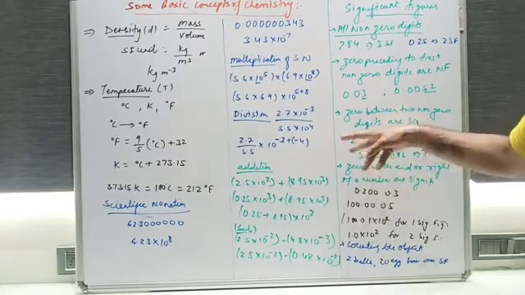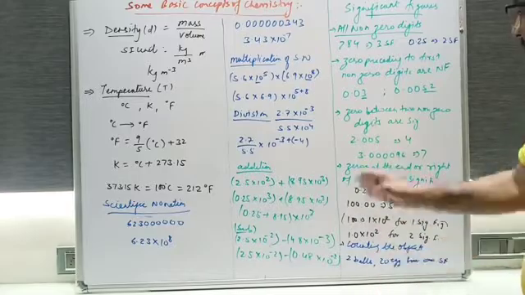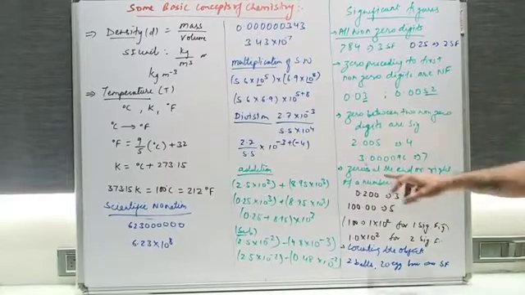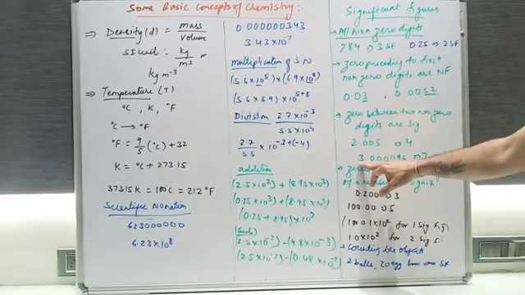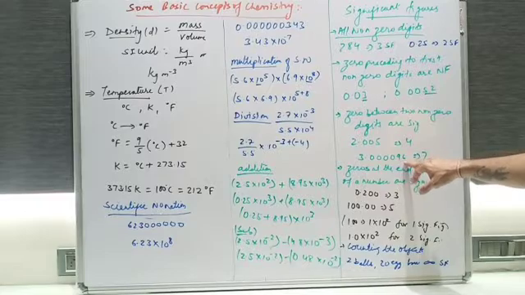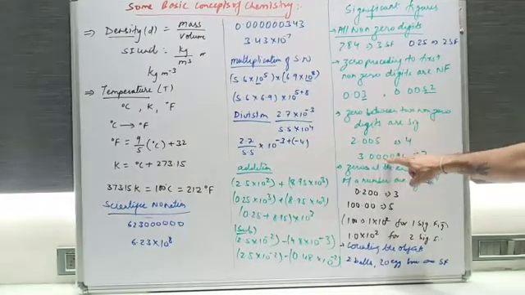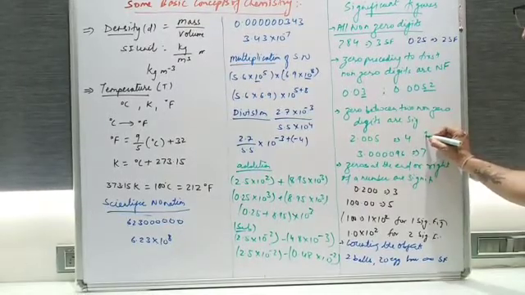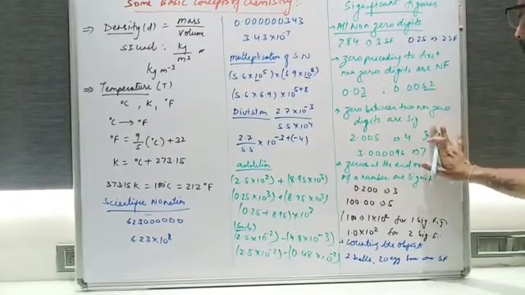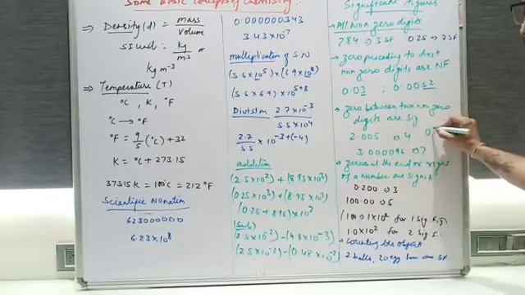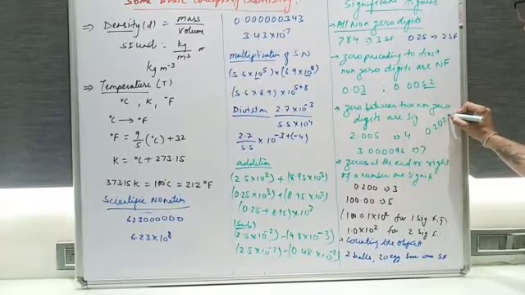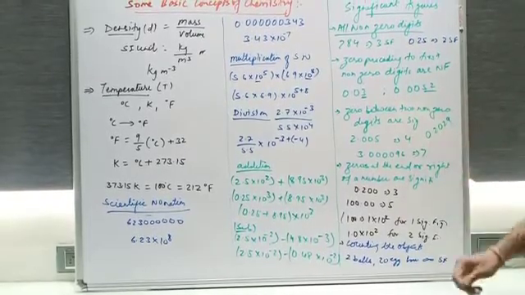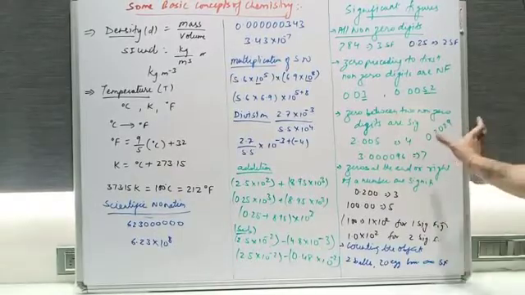So if zeros are coming between two non-zero digits, they will be significant. And if nothing is there on this side, then only the digits will be counted. So this will be how much? 3.00096. How many digits are there? 1, 2, 3, 4, 5, 6, 7. 7 are there. Suppose this number is coming like 0.2029. Then this zero will be significant because it is coming between the two non-zeros. 1, 2, 3, 4. 4 significant figures are there.